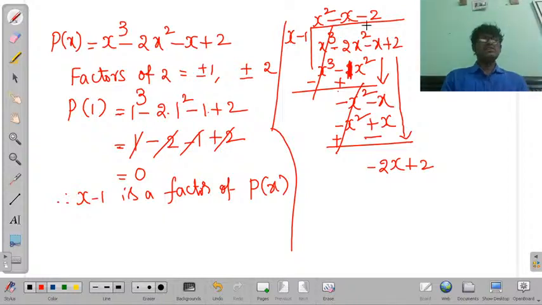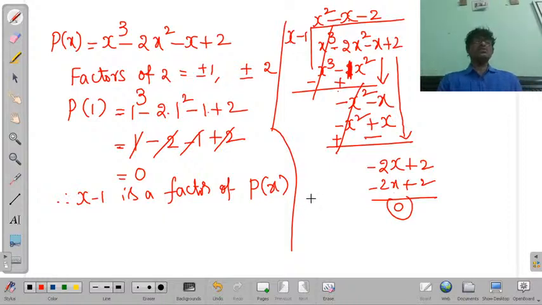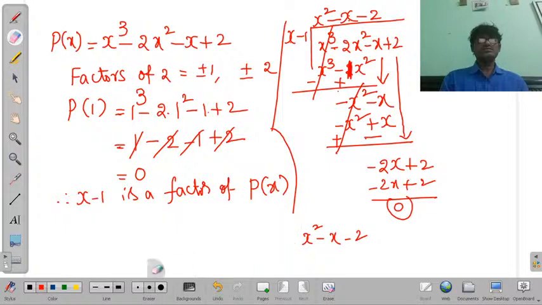Okay. Minus 2 into x minus 1 gives us minus 2 into x is minus 2x. Then minus 2 into plus 1, means minus 2 into minus 1 means plus 2. If you subtract, you will get 0. So what is the quotient? The quotient is x square minus x minus 2. This is the quotient. So let me write quotient q equal to.